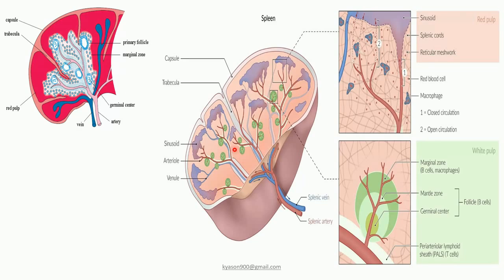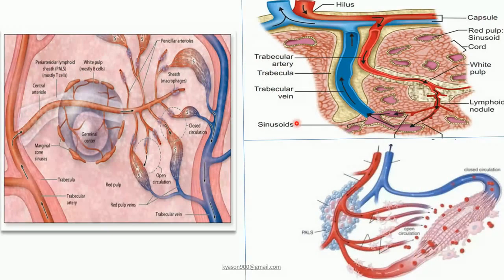Then the red pulp has a wider area, and it's going to contain what we call splenic cords. Splenic cords are just tissues made up of reticular connective tissue, which also helps in trapping germs. Aside from these splenic cords, we also have sinusoids. These sinusoids are also within the red pulp, and they have a very special function, which we can appreciate in these images here.